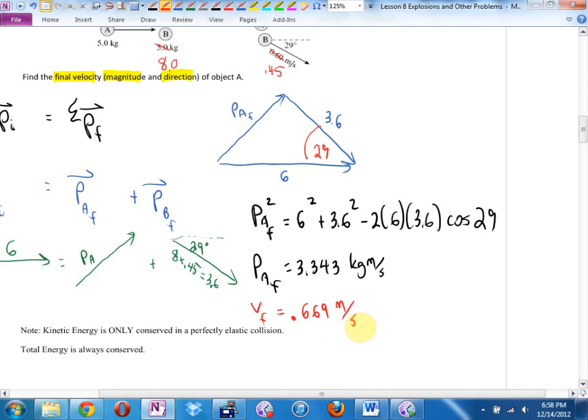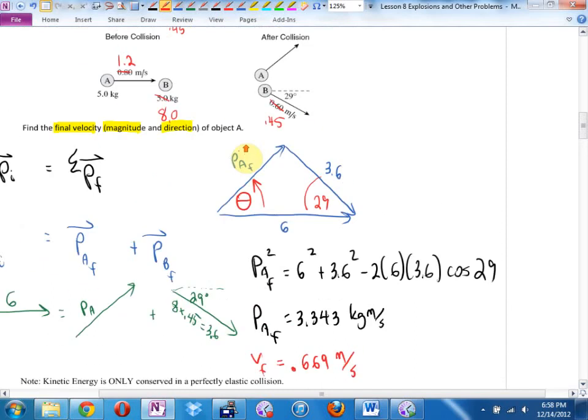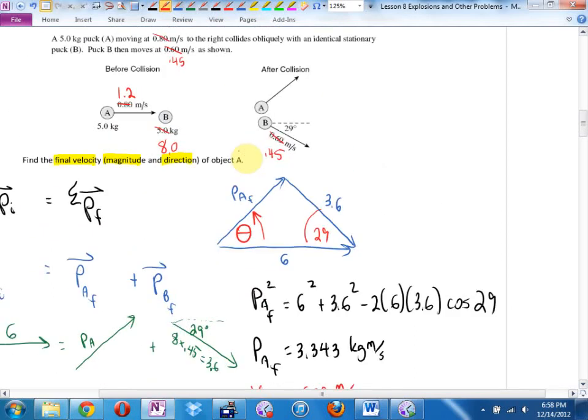They asked for a final velocity. I need a direction, and in fact, I'm pretty sure the direction I want is this angle here, theta. SOHCAHTOA? No. Sine law. I'm kind of running out of room here, and I need to leave some room down here. So I'm going to scooch up here. I'm going to do the sine law in the top right corner. Not very organized, I know.